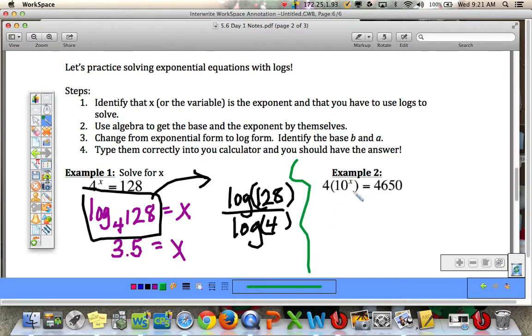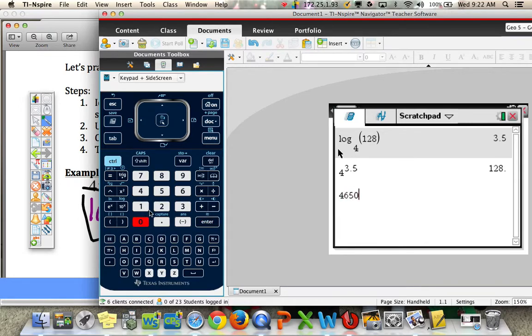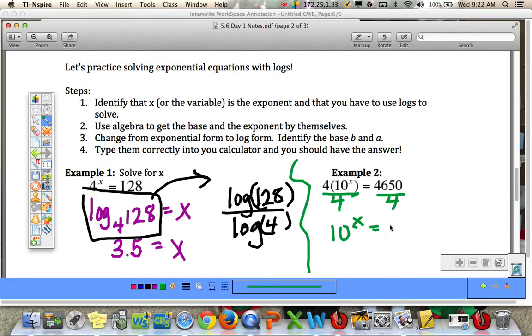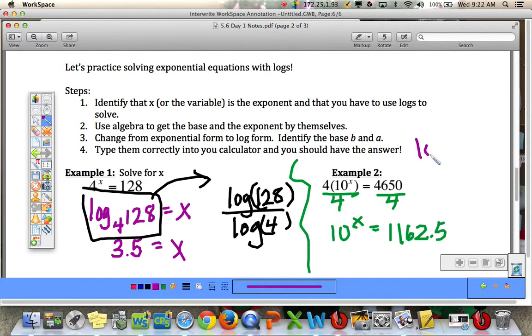First step, get the base and the exponent by itself. So we're going to divide each side by 4. We get 10 to the x equals 4650 divided by 4. So 1162.5. Alright, let's change this to log form. So this is log base 10, and oftentimes you'll see log base 10 as a common log, so they'll just write log. They'll write log base 10 of 1162.5 equals x.